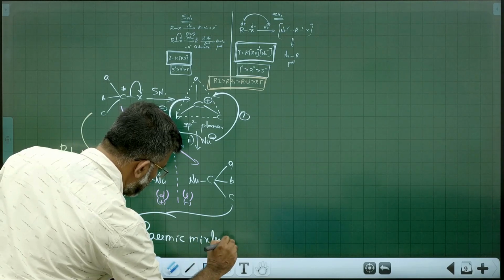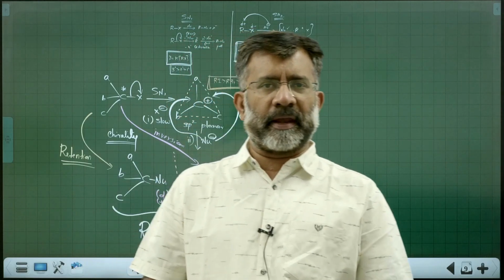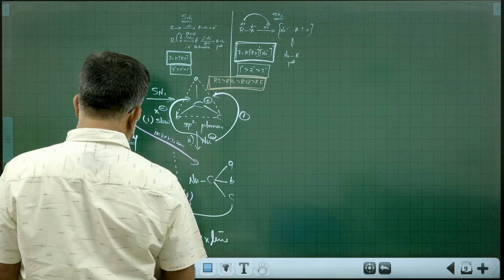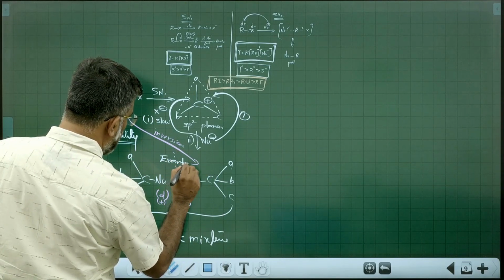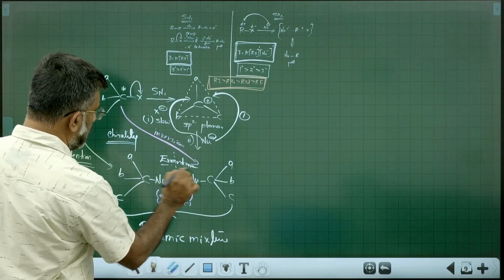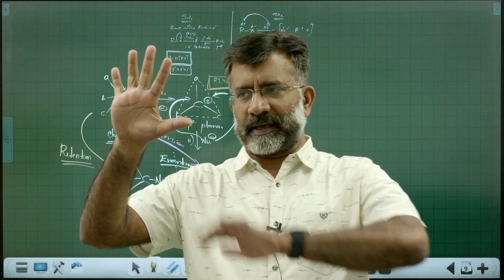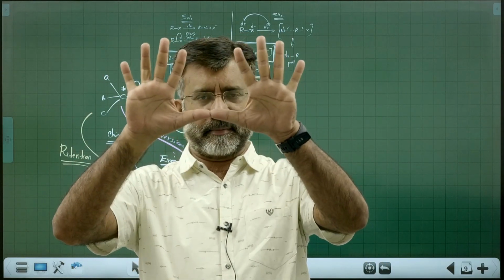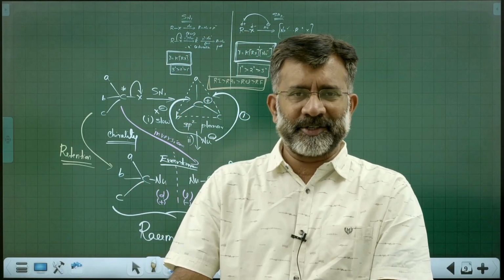Racemic mixture: an equal quantity, an equimolar mixture, of enantiomers. What are enantiomers? This pair is called enantiomers. Enantiomers are non-superimposable mirror images of each other. One looks like this, one looks like this. They are non-superimposable mirror images of each other, and they are called enantiomers.